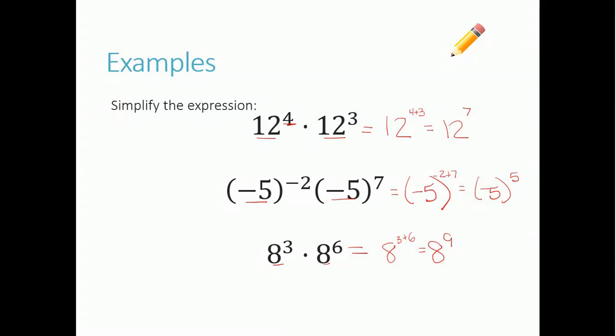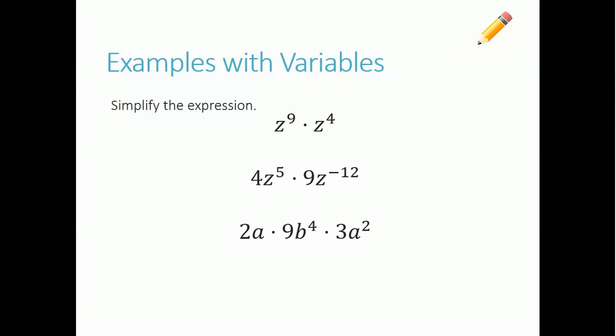So now let's try with not numbers. Let's try bases that are variables. I have z to the 9th times z to the 4th. If you remember, we would have written out 9 z's and 4 z's. Well, that together makes 13 z's. So I would have z to the 13th, which is 9 plus 4.